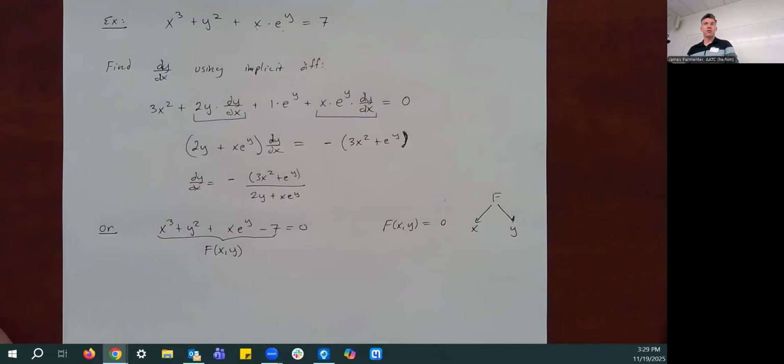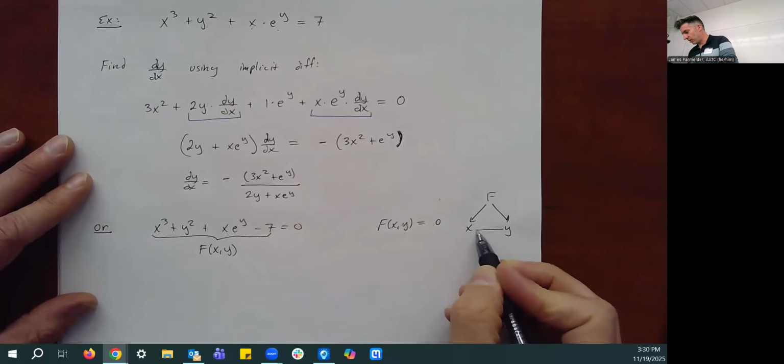But if we're trying to find dy dx, we are making the implicit assumption that y depends on x. Right? If you're finding dy dx, you're saying y is a function of x, and I want to know what the derivative of y is with respect to x. So I also have to have a little arrow going this way.